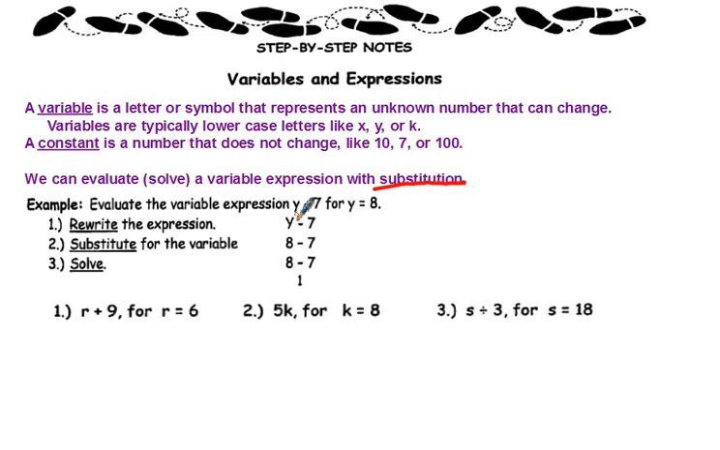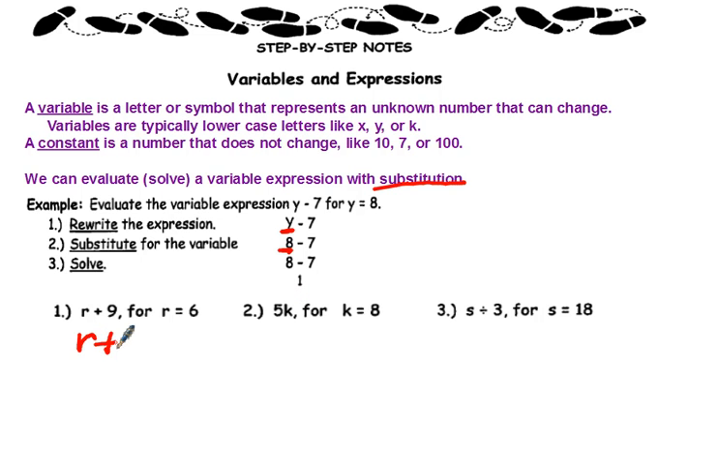Step 1, rewrite the expression. So evaluate the variable expression y minus 7 for y equals 8. So we've rewritten it. Step 2, substitute for the variable. I took out the y and I put in the 8. Step 3, solve. So let's try it.